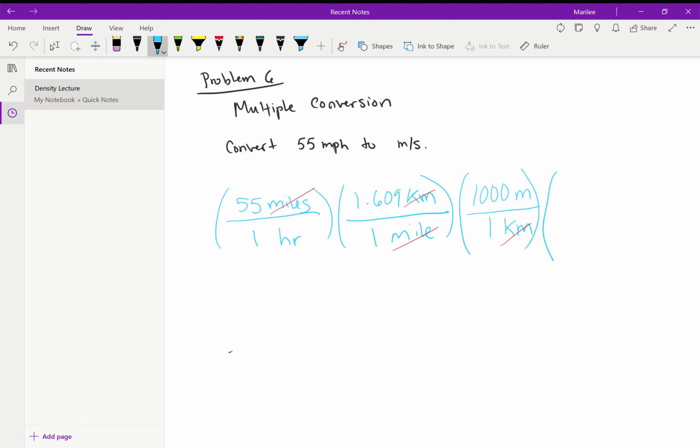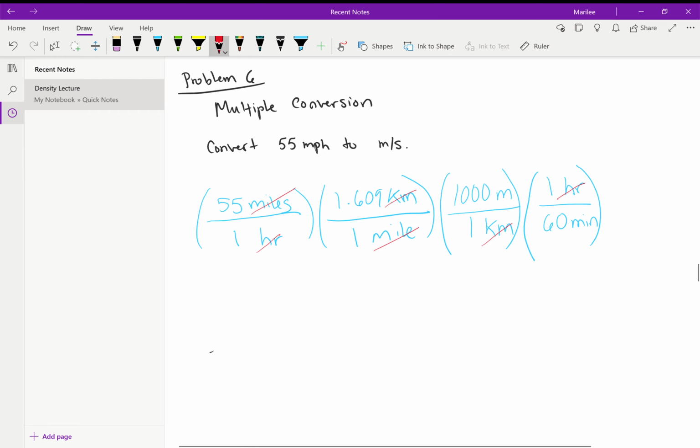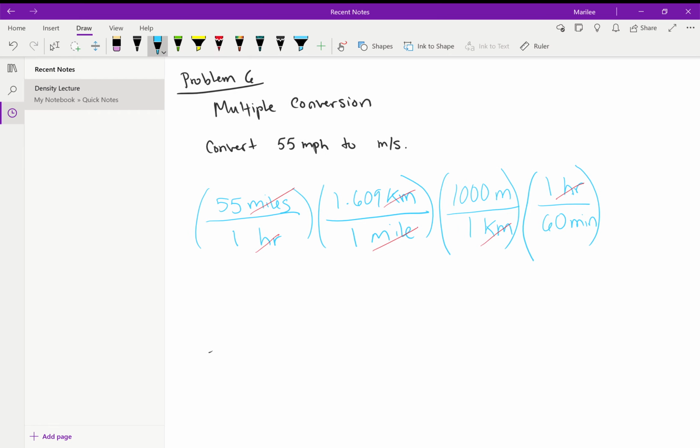hours to minutes. So we have 1 hour. In 1 hour we have 60 minutes. Now our hours are canceled out. What are we left with? Meters per minute. And we have to go to seconds. So our next and final conversion, we have 1 minute per 60 seconds. And finally, our minutes are canceled out. And what are we left with? Meters per second.